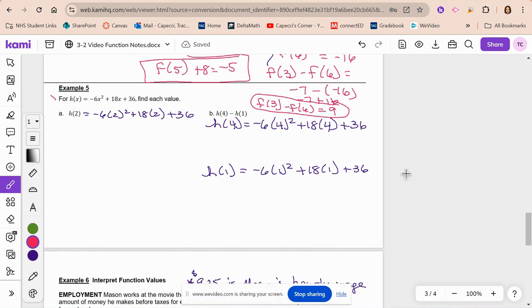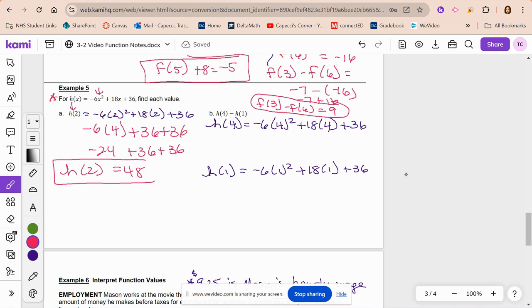So again, this time we have an h of x. It's the same thing except for now we have an x squared, so we do have to just be careful there. Again, I've set it up to save some time. So this gives me -6, this is h of 2. So I'm going to substitute a 2 everywhere where I see an x. That gives me 2 squared is 4. 18 times 2 is 36 plus 36. So this gives me -24 plus 36 plus 36. So I know h of 2 is equal to 48.